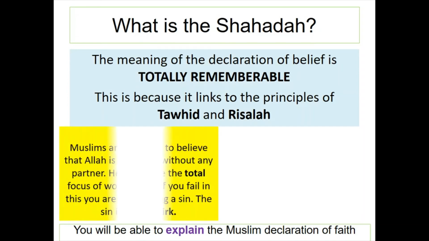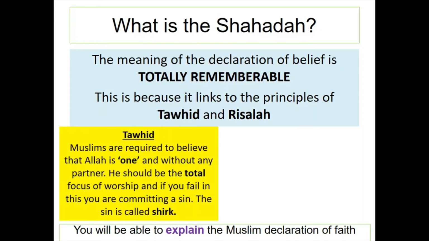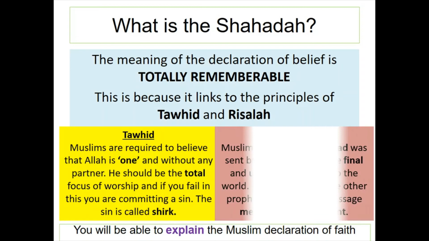and Risalah. So Tawheed, which we did in your word search, was one of the 5 roots of Islam, or Usuluddin. Muslims are required to believe that Allah is one, without any partner. He should be the total focus of worship, and if you fail this, you are committing a sin, and this sin is called shirk. Tawheed is the oneness of Allah. There is only one God, and you need to focus on God when you worship.